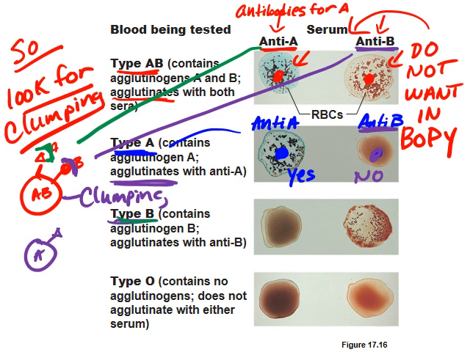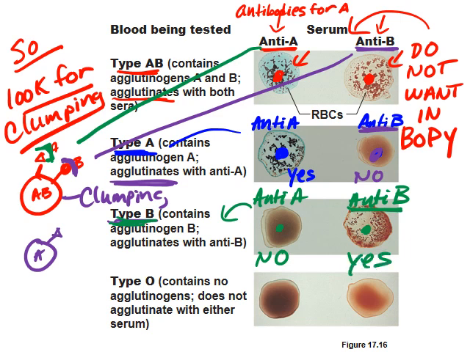Here's blood type B. I put a drop here, I put a drop here, I add anti-A, and then I add anti-B. If I have blood type B, does anti-A have anything to bind to? No. So you see no agglutination, no clumping. Antibodies for B, will they bind B? Yes. So I'm going to see agglutination or clumping.